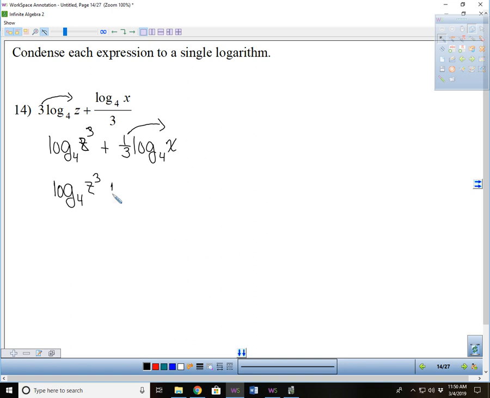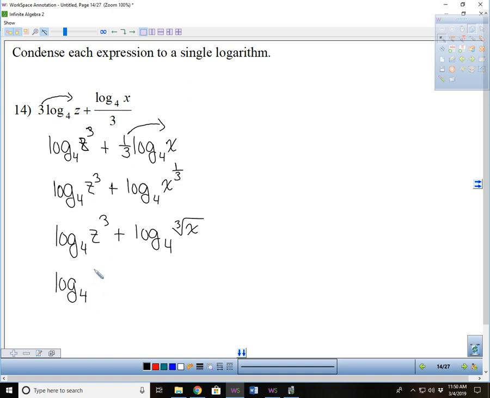So that means I've got log base 4 of x to the 1/3. But we don't keep fractional exponents. A 1/3 power would be the same thing as saying the cubed root of that. So I've got log base 4 of the cubed root of x. Now I've got this log contained and this log contained. Since I'm adding the two logs together, that means I can multiply. So I'll keep the base of 4, and then I have z to the 3rd times the cubed root of x.